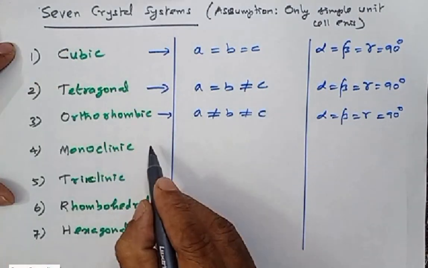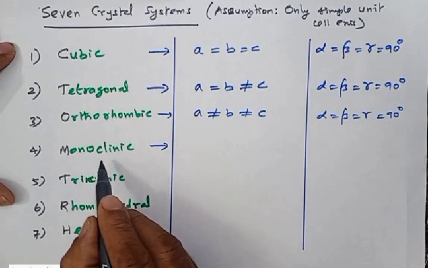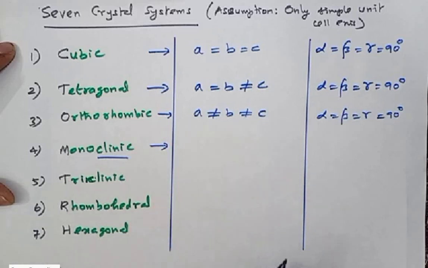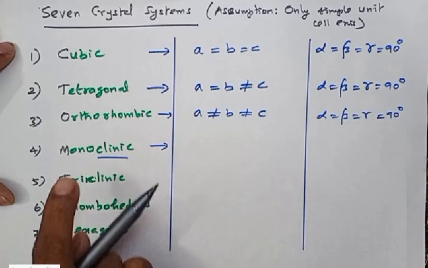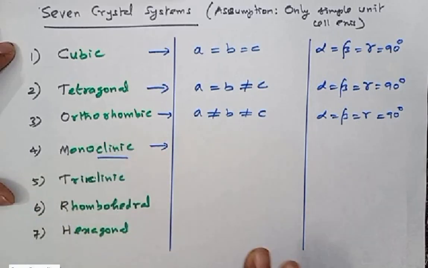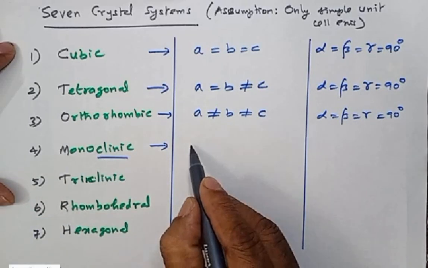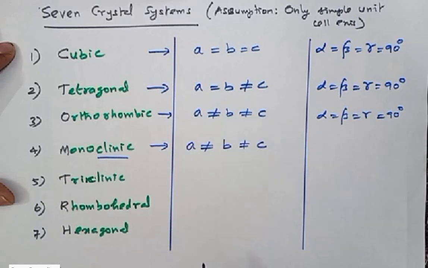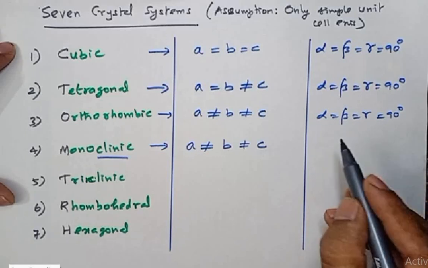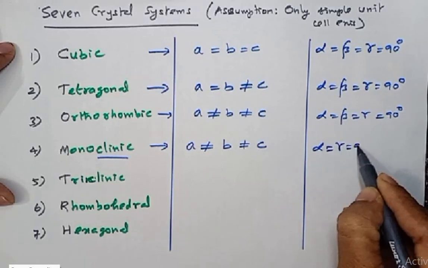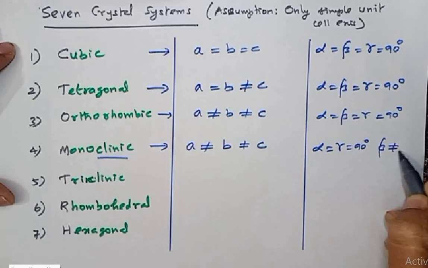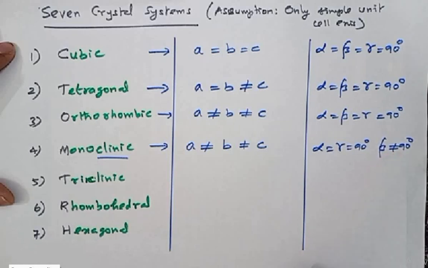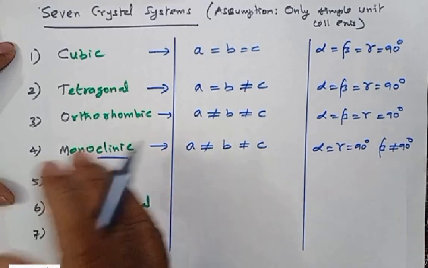Then monoclinic. What is monoclinic? Listen, clinic means non-90. That's the meaning for clinic. Monoclinic means one of the angles is non-90. So in monoclinic, A not equal to B not equal to C. And out of the 3 angles, one is non-90. Alpha and gamma are equal to 90 degrees. Beta is not equal to 90 degrees. One of the angles is non-90, so it is called monoclinic.